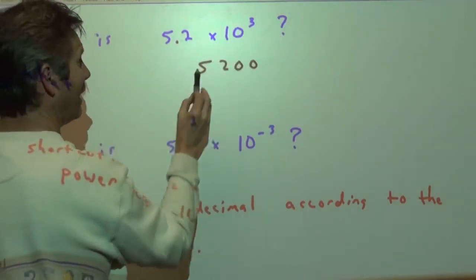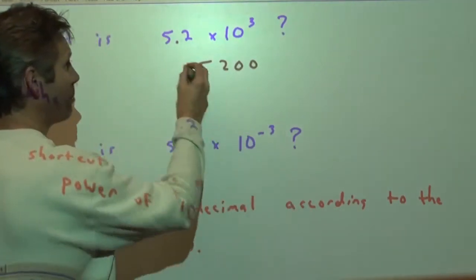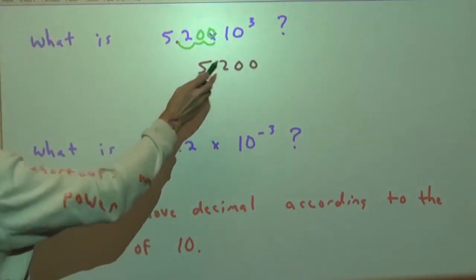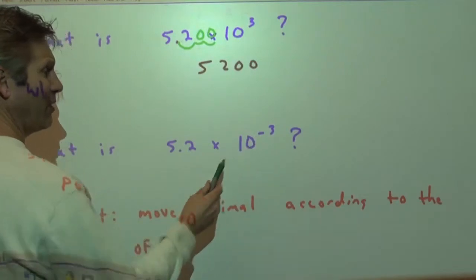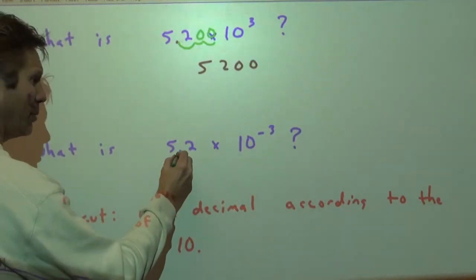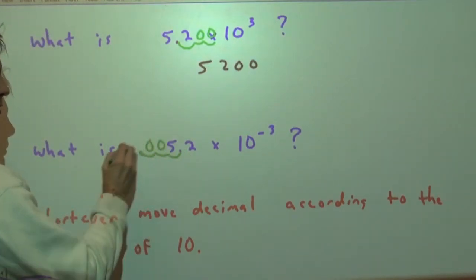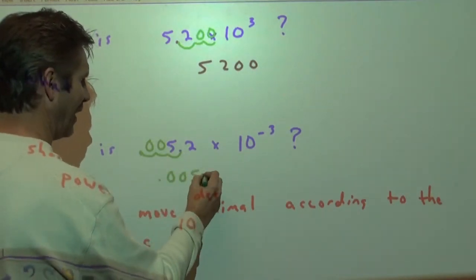We're multiplying by 10 to the third power, so in essence, it moves the decimal 3 places. 1, 2, 3 places over, and put a couple zeros in there: 5,200. Now what about this? What if it's 5.2 times 10 to the negative third? Then if we follow that line of reasoning, we should be able to move this decimal over 1, 2, 3 places and put zeros to cover it. So our answer should be 0.0052.